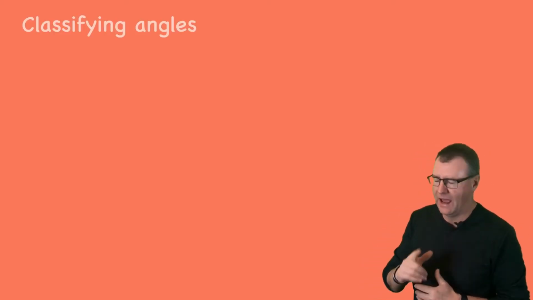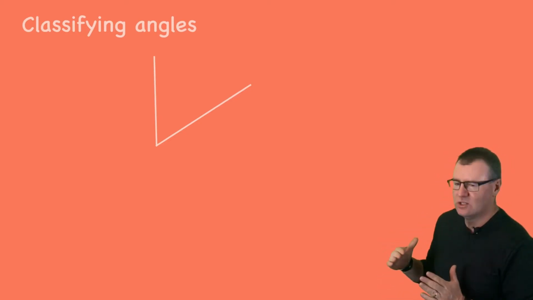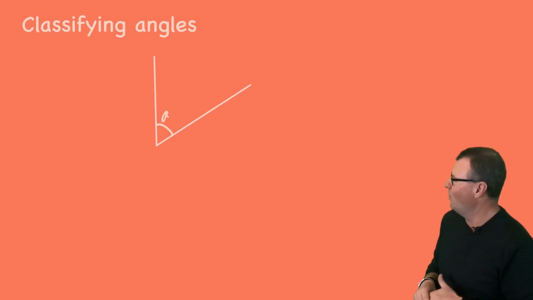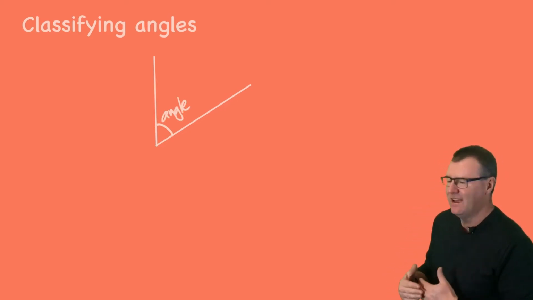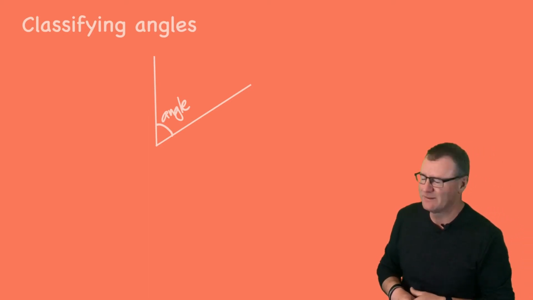Hey, let's chat for a little bit about how we classify angles. Now, an angle, I hope you remember, is just if I take two lines, or two pieces, two segments, I guess we call them, and they meet at a point. Where they meet, they form an angle. And an angle is just a measure of how big the distance is between those two lines.